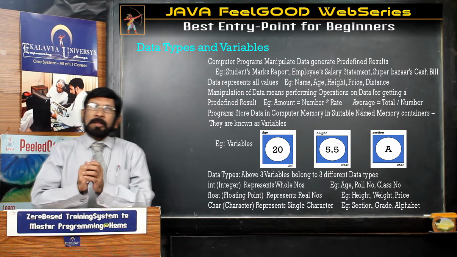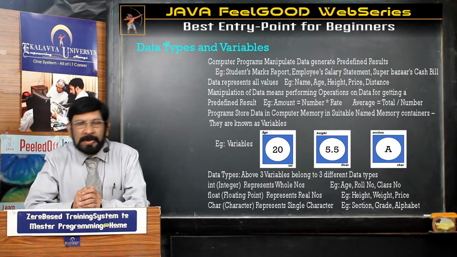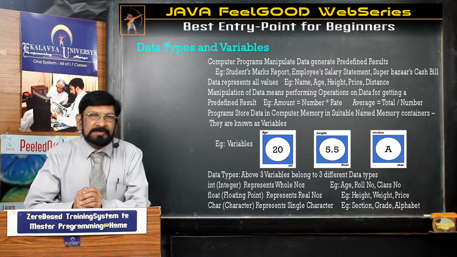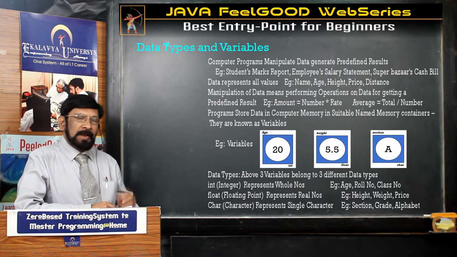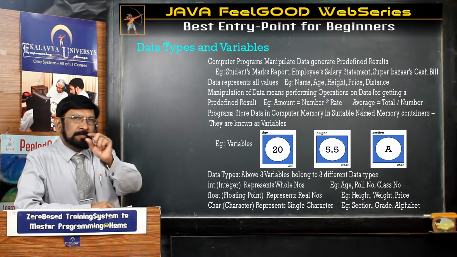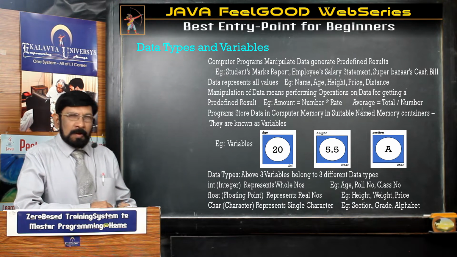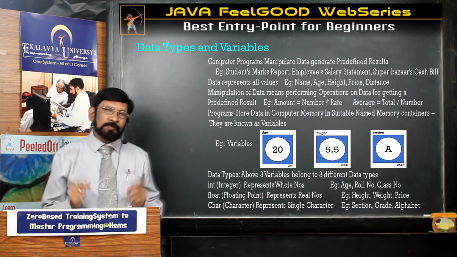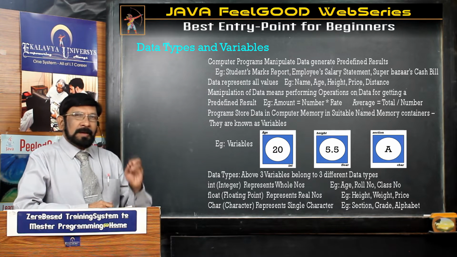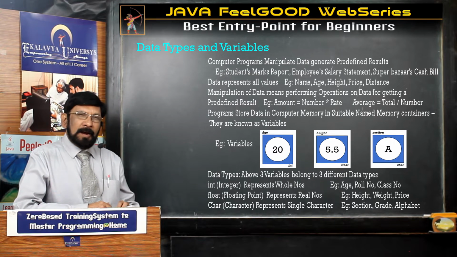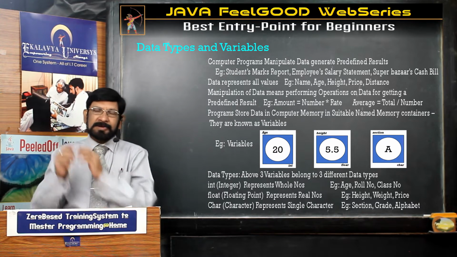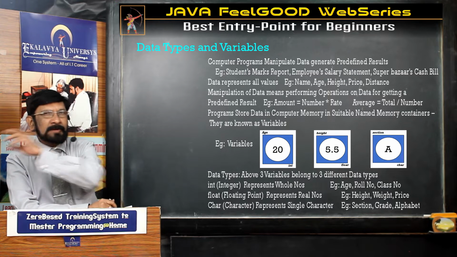Now, why do we learn programming languages like C, C++, Python, Java, etc.? Using programming languages, we write computer programs. What computer programs do, that you have to understand. Computer programs manipulate data and give predefined results or perform predefined tasks.